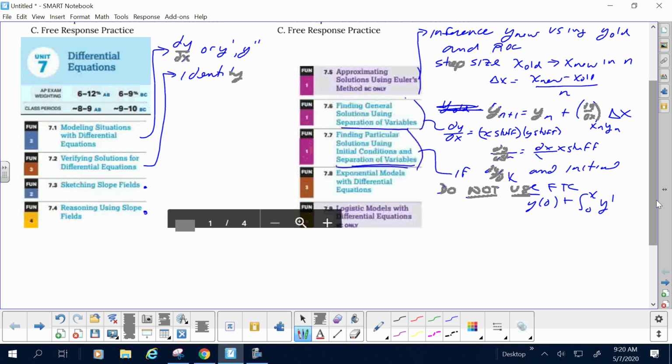The first step in those rubrics is often separate the variables. If you use the fundamental theorem, you're not separating the variables, you get 0. All right? Exponential models with differential equations.